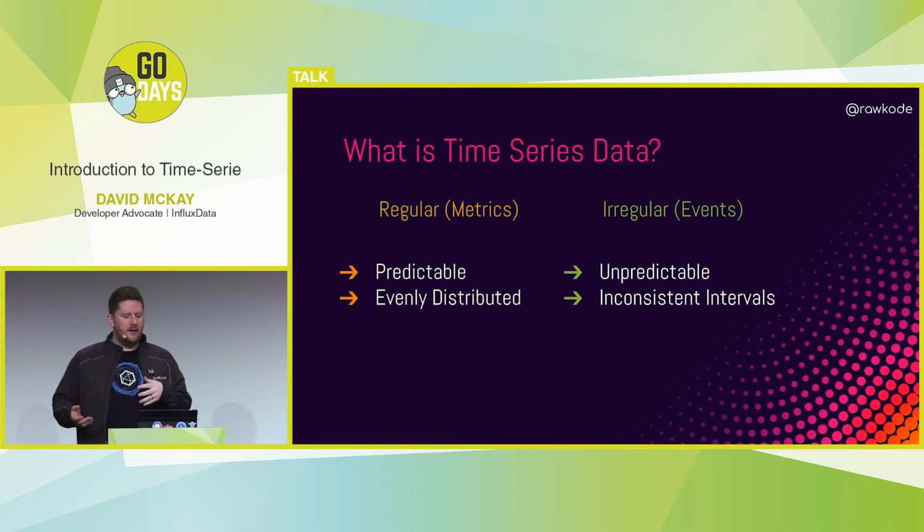So for the rest of this talk, I'm going to be calling this metrics and events. And events are unpredictable, so I do not know when the next one is going to happen. So when you start to do statistical analysis of time series data, you have to be able to identify which type of time series you're working with.